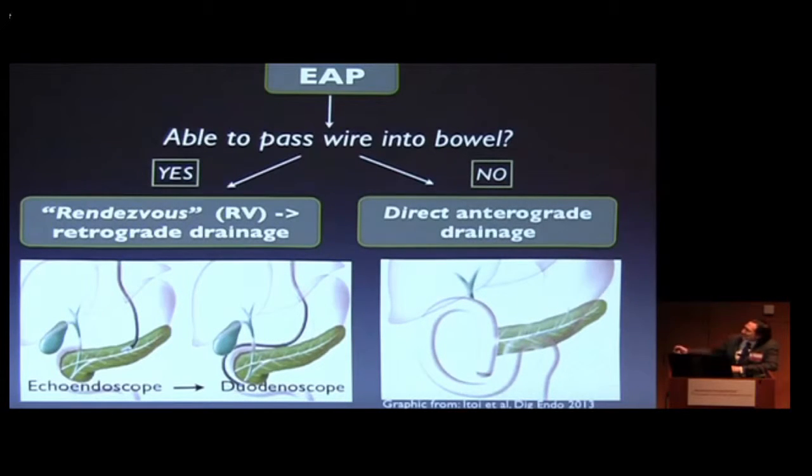But if we cannot pass that wire across the obstruction into the bowel, then we have to resort to a direct anterograde drainage. And so we're going to place a stent, for example, to drain the pancreatic duct directly into the stomach. And I call this EAPD, EUS-guided anterograde pancreatic drainage. And the other approach, the rendezvous approach, would be the RV-ERP.